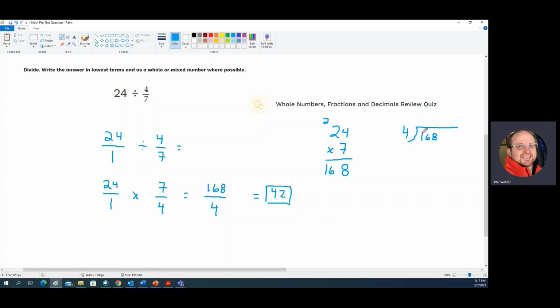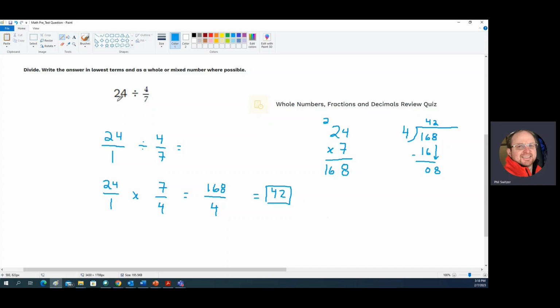4 goes into 168. Well, 4 doesn't go into 1. 4 does go into 16, though. 4 times 4 is 16. We subtract that out. We're left with 0. We bring down the 8. We don't really need that 0 there, but anyway, it's there. How many 4s are in 8? 2. Ta-da! So that is how to divide fractions.